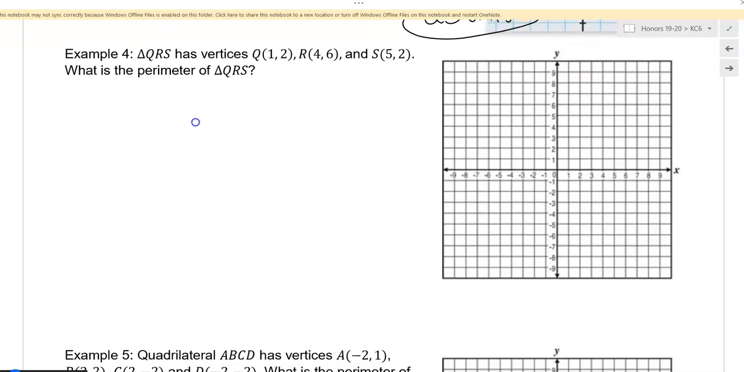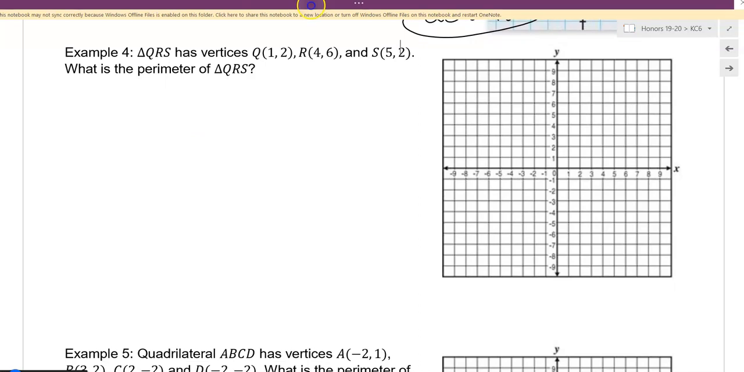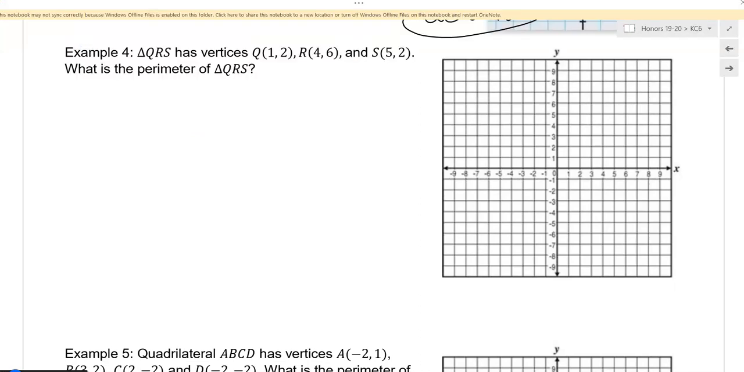Alright, example 4, triangle QRS has vertices Q at 1, 2, R at 4, 6, and S at 5, 2. Okay. So again, this is just a triangle. I don't have to split it up. I only have to split up shapes that aren't a triangle or a nice rectangle that follows the lines.